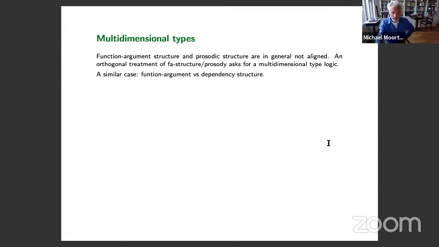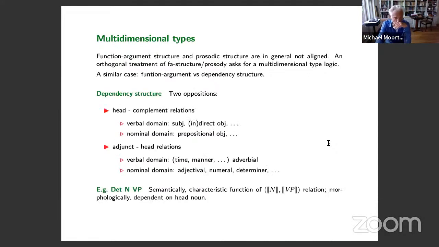Now, this brings us to the case that I actually want to discuss with you: function argument structure versus dependency structure. For the dependency structure, there are two oppositions that play a role here. The opposition between a head and the complements that it selects. For example, in the verbal domain, subjects, indirect objects, etc. In the nominal domain, maybe objects of prepositions. This on the one hand, and on the other hand, the opposition between an adjunct, a modifier, and a head. For example, manner, time adverbials in the verbal domain, adjectives, numerals, determiners in the nominal domain.